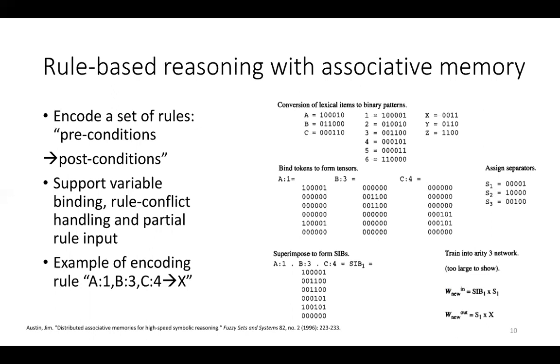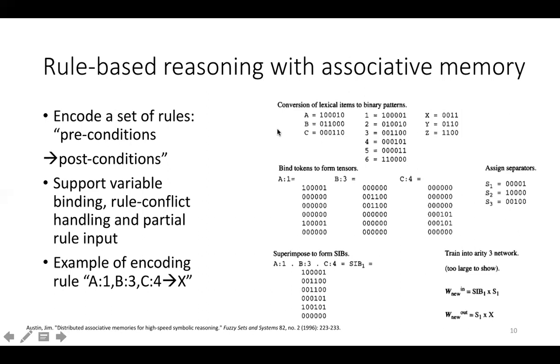Yeah, so early work on reasoning tried to focus on rule-based reasoning with associative memory. For example, they tried to encode a set of rules, like if A is 1, B is 3, and C is 4, then we have the statement X. So we need to store them in some form of memory, and later we need to infer the new rule, or just parse a new statement.